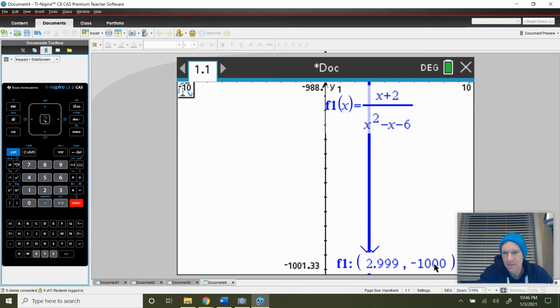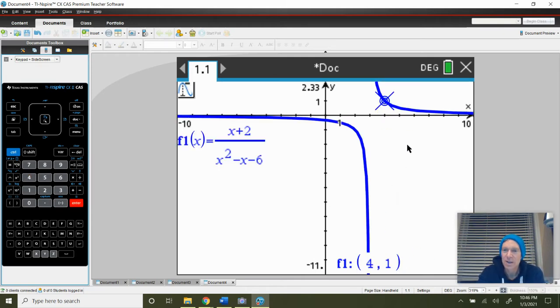2.999. Okay, we're getting smaller and smaller. So as our value x approaches 3 from the left side, our y value is going to negative infinity. Now let's go back to the right side when x is 4. When x is 4, our y value is 1. Now let's approach 3 from the right side, instead of being at 4. So 3.5. Our y value is now 2.